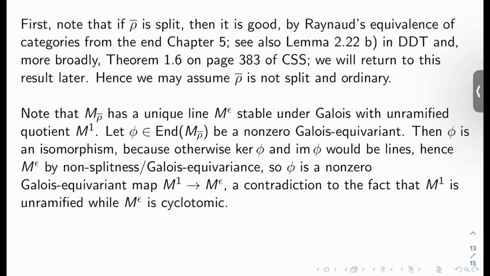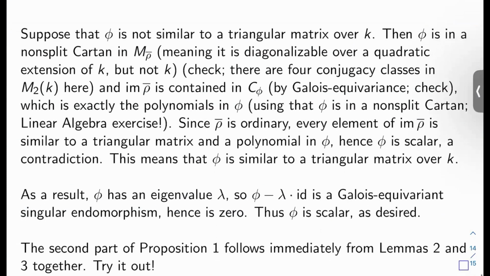Okay. All right. So let's suppose that phi is not similar to a triangular matrix over K. Then phi is in a non-split Cartan in M rho bar. That just means it's diagonalizable over a quadratic extension of K, but not K. Also check this. As a hint, there are 4 conjugacy classes in M2K in this case. It's not hard to rule out the others. Okay, and M rho bar is contained in the centralizer of phi by Galois equivariance. That's another quick exercise for you. This centralizer is exactly the polynomials in phi. Again, another exercise for you. This is where we're using that phi is in a non-split Cartan, and it's really a little linear algebra exercise.